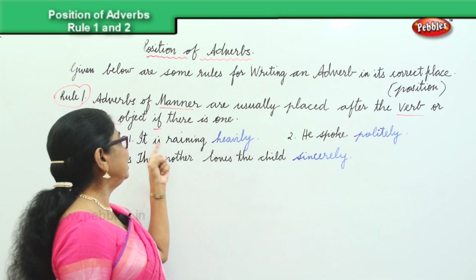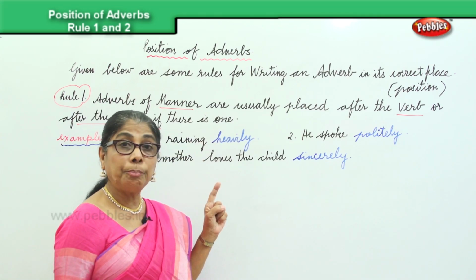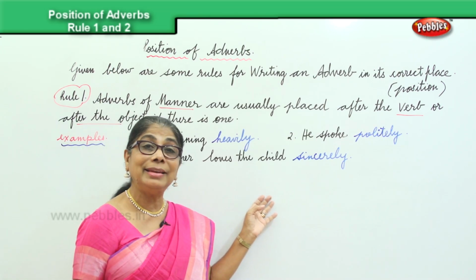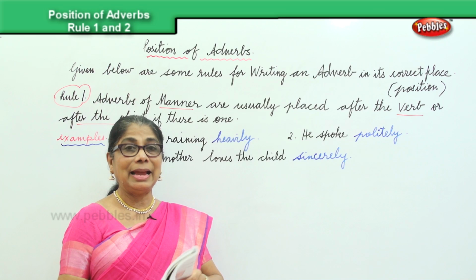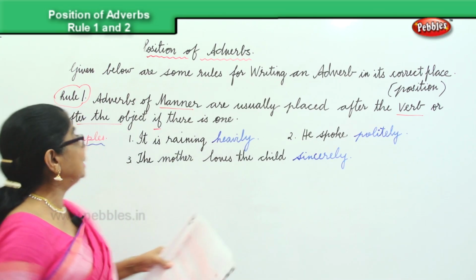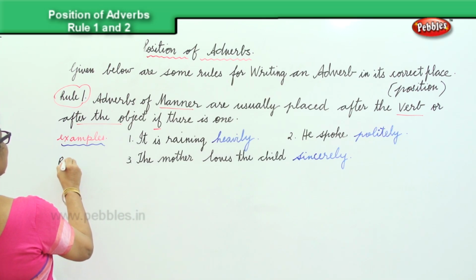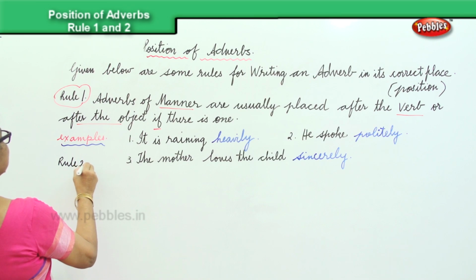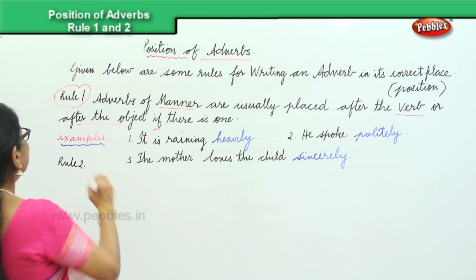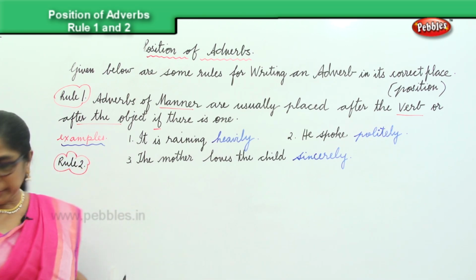So, it is raining heavily. He spoke politely. The mother loves the child sincerely. And that's the first rule. Now we go into the second rule. Let's see what rule number 2 says.